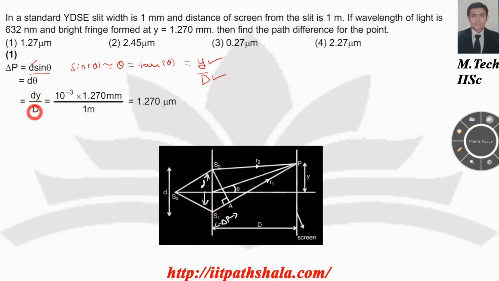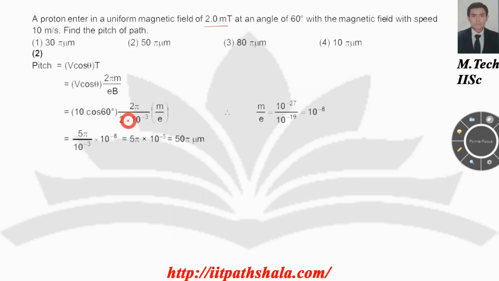So you are having dy by dx. Replace all the data over here, and you will be landing up with the path difference expression over here. Now let us see the following question.